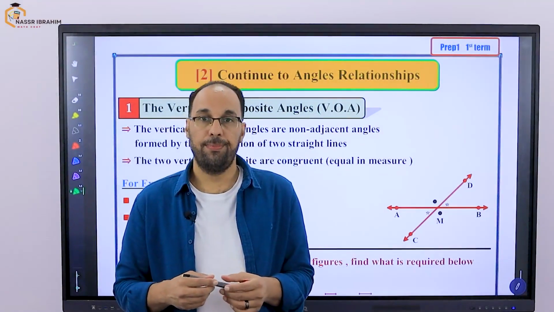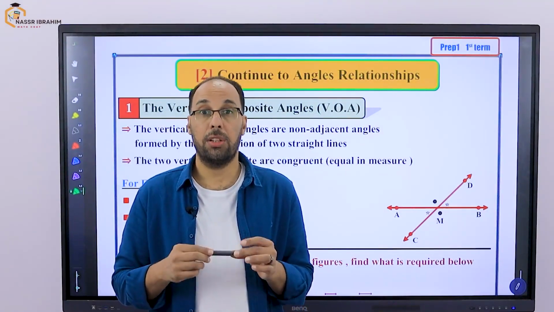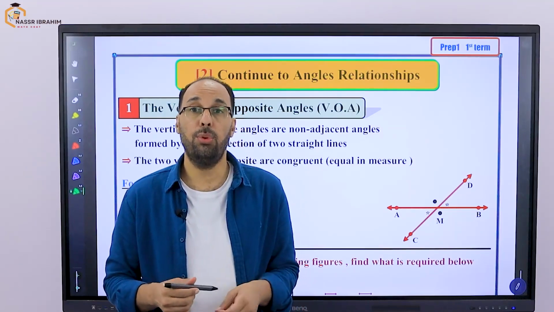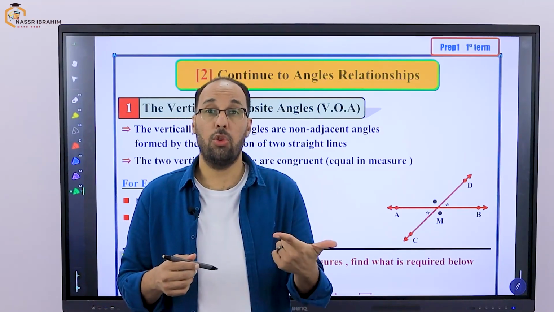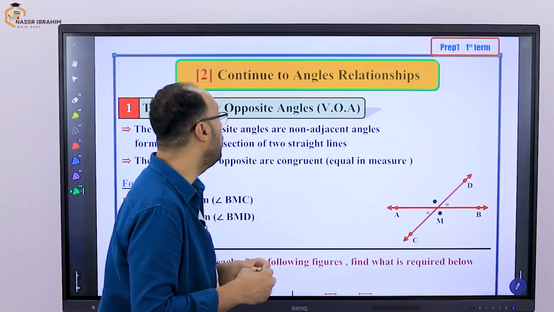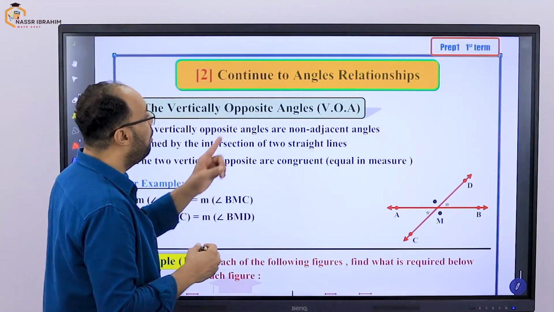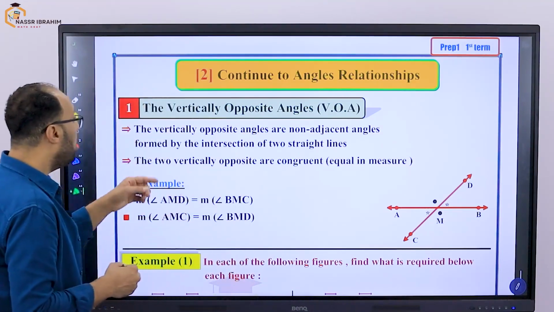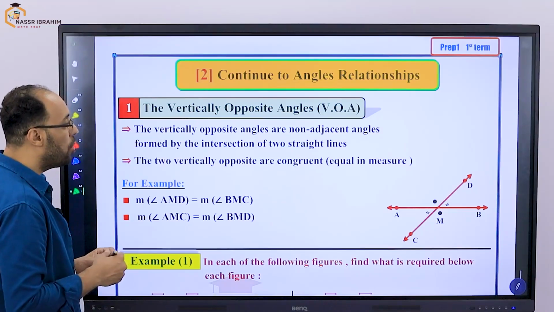Hi everybody, today we are going to talk about the next part of our lesson, angle relationships. We have studied before the cases of adjacent angles, complementary angles and supplementary angles. Today we are going to talk about vertically opposite angles, or V.O.A. The vertically opposite angles are non-adjacent angles formed by intersection of two straight lines.